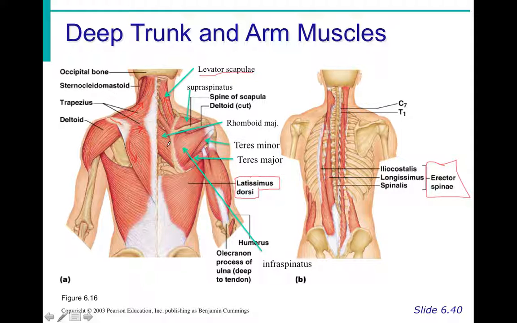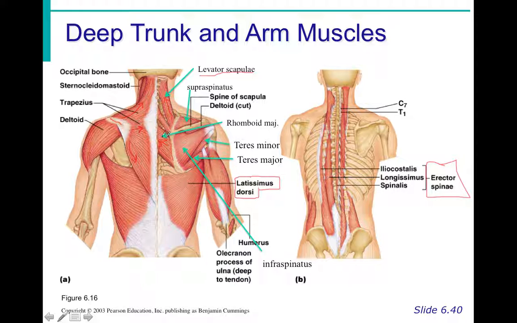This guy over here is called rhomboid major. Rhomboid major is going to adduct the scapula because look at its muscle fibers. Like what else could it do? It attaches to the medial border of the scapula right here. It attaches to your vertebrae. It's certainly not going to pull your vertebrae over to your scapula. It's going to pull your scapula over to your vertebrae.